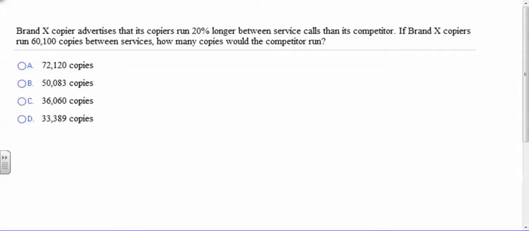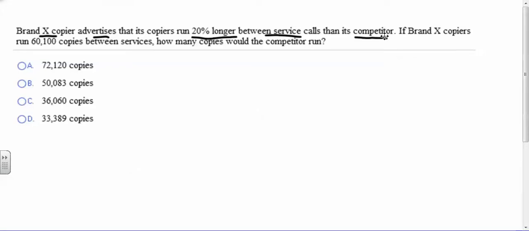This example is from MGF 1107, section 11.1, that deals with percents. In this problem, we have two brands of copier, and we know that brand X copier advertises that its copiers run 20% longer between service calls than its competitor. We don't know the name of the competitor though.